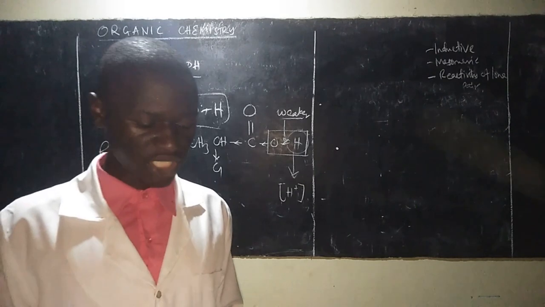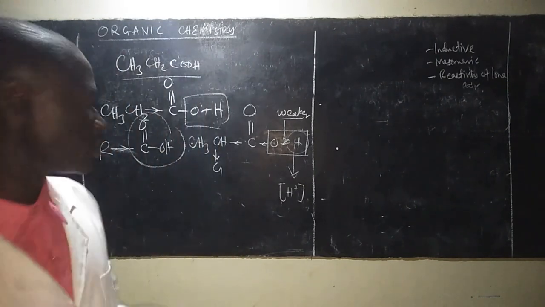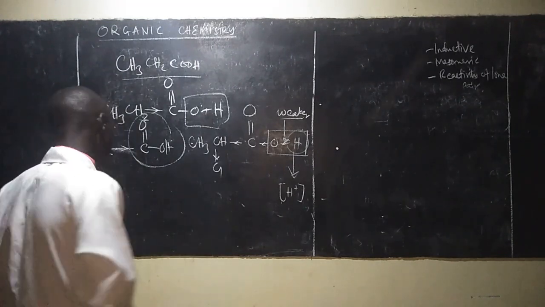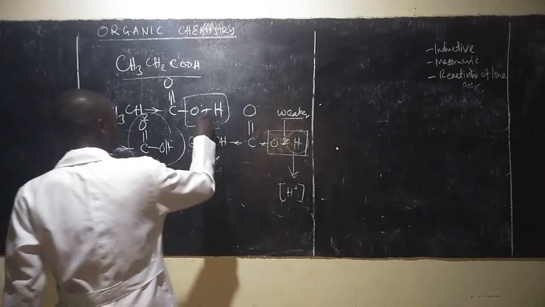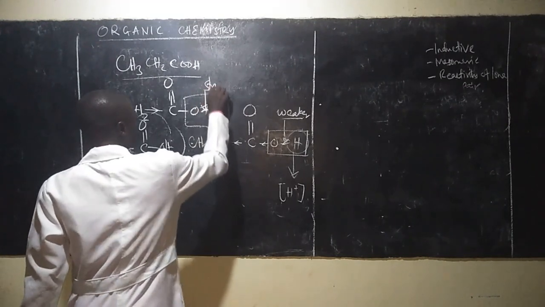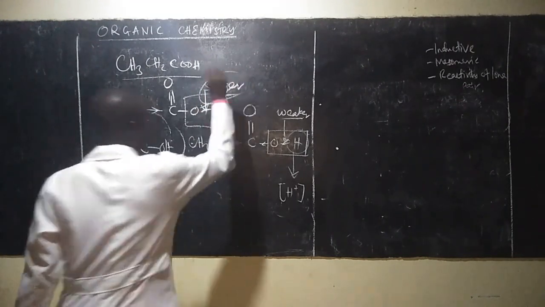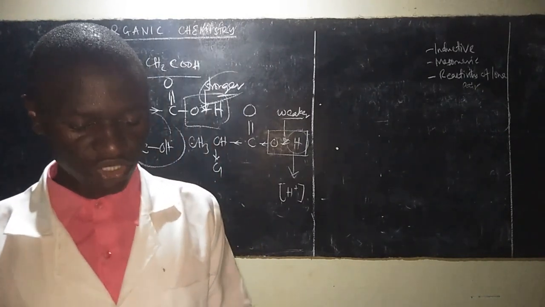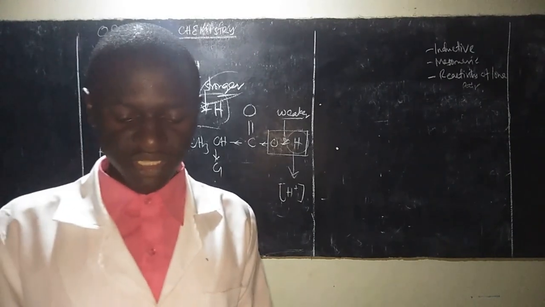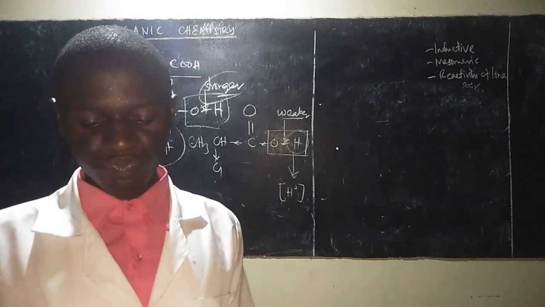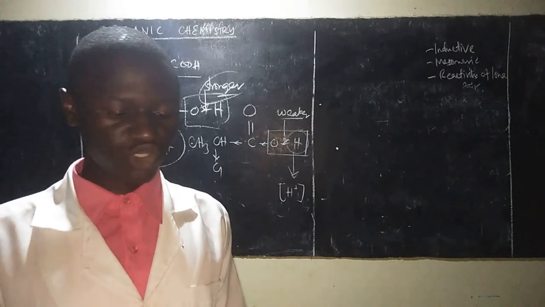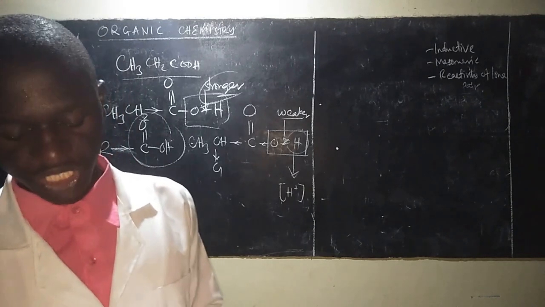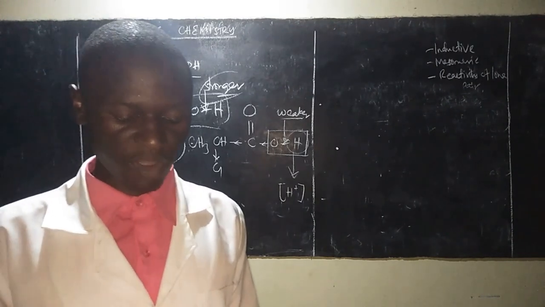This causes the electron density of the oxygen-hydrogen bond to increase. So the electron density at this region will increase, and by increasing the electron density, this bond will become stronger due to the presence of electrons. So the increase in electrons leads to a strengthening of the oxygen-hydrogen bond, which makes it difficult to break readily in aqueous solution. This decreases the acidic strength of the carboxylic acid.